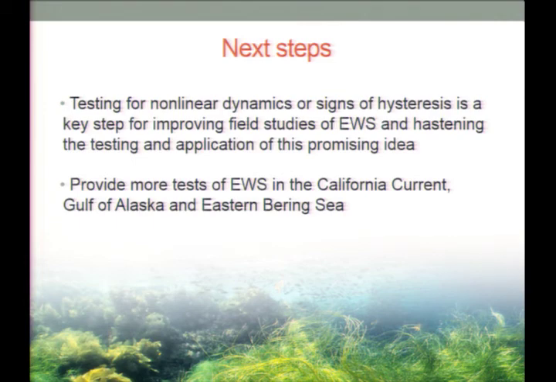My colleagues and I have received some funding to provide more tests of early warning signals in the California current, Gulf of Alaska, and the Bering Sea. One limitation to this test is that it really requires long time series, and a lot of the ecological time series that we have are often short and often noisy. So it limits our ability to test these in some of these different systems.